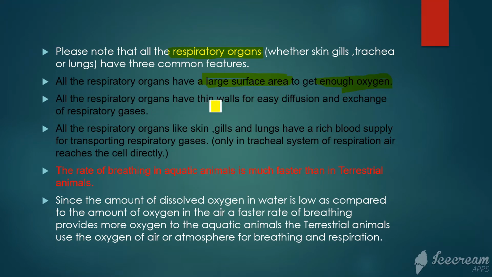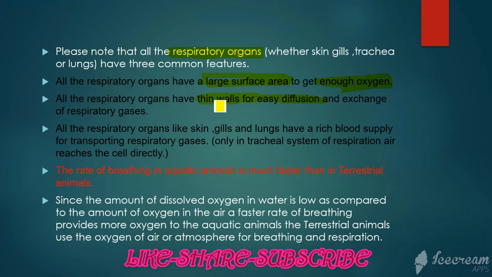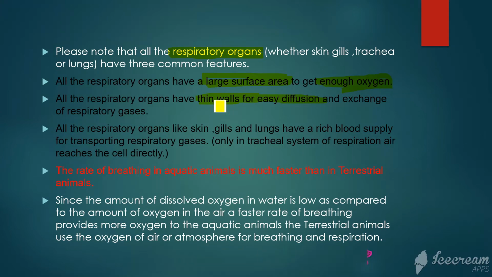All the respiratory organs have thin wall for easy diffusion and exchange of respiratory gases. Second common feature is they have to have a thin wall. They have a thin wall for easy diffusion and exchange of gases. That is, अगर बहुत मोटी wall हुई तो वहाँ पे diffusion में ही हमें दिक्कत होगी. Sufficient amount of oxygen अंदर नहीं आ पाएगा and carbon dioxide will not be able to move out, the complete amount of carbon dioxide. So the wall in which जिसमें respiration होना है, जिसमें exchange of gases होना है, this has to be thin, जिसमें easy exchange of gases हो सके.